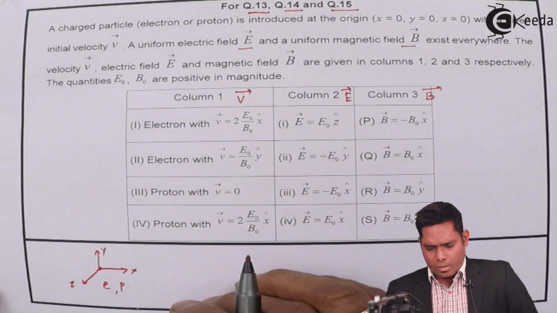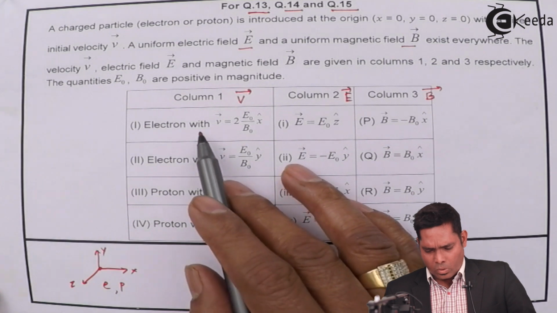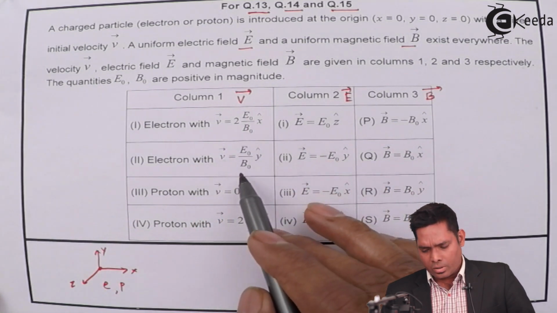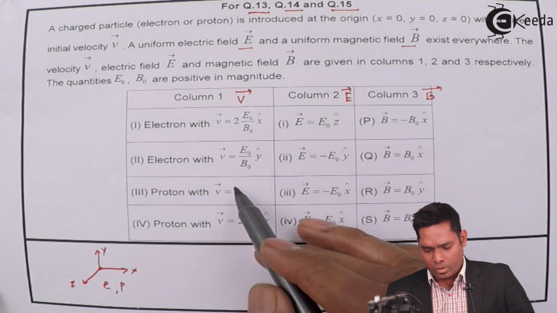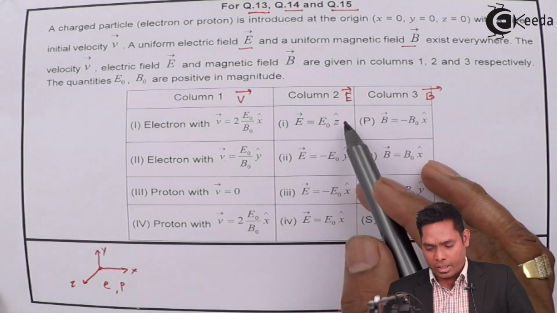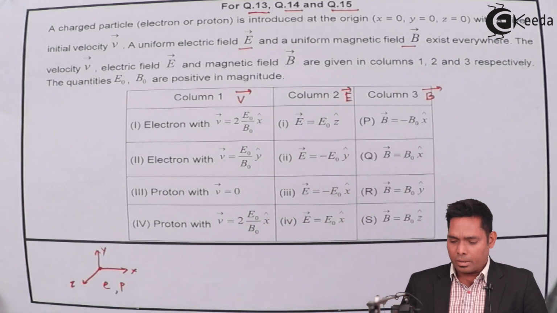So from here, the electron is given a velocity in the x direction, in the y direction, no velocity given in the x direction. Similarly, the electric field is given in z, y, x directions.